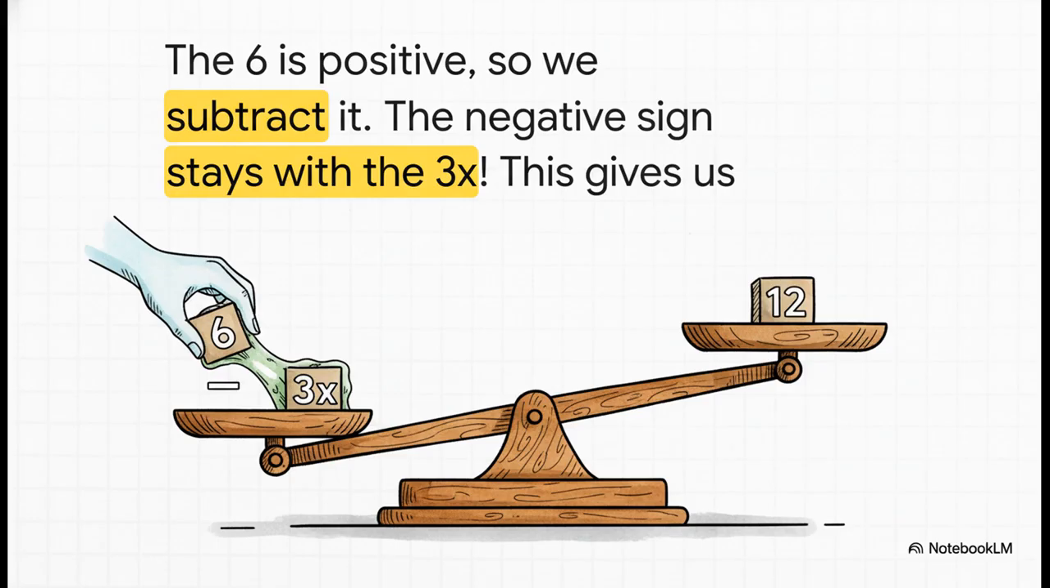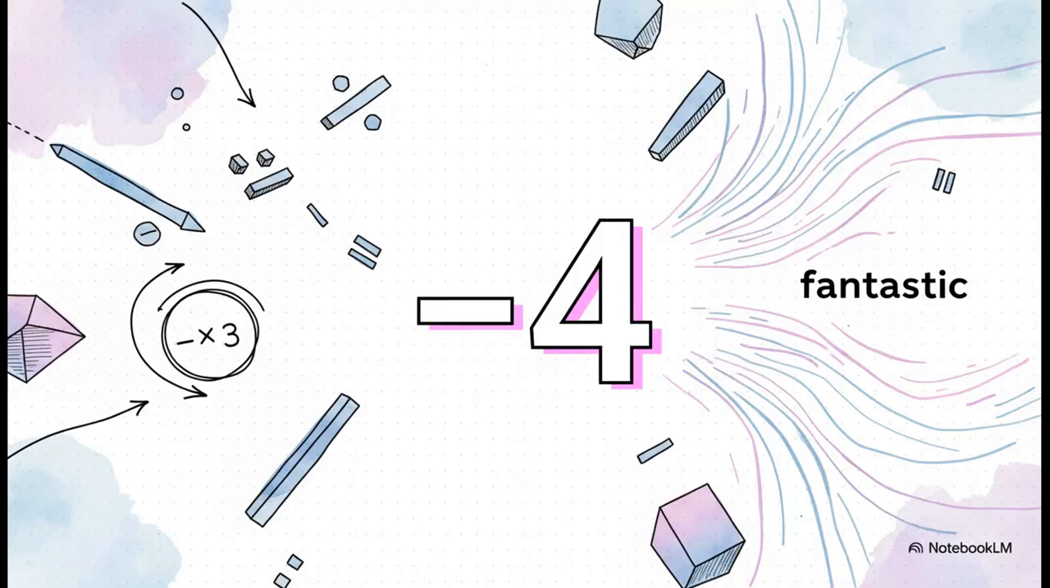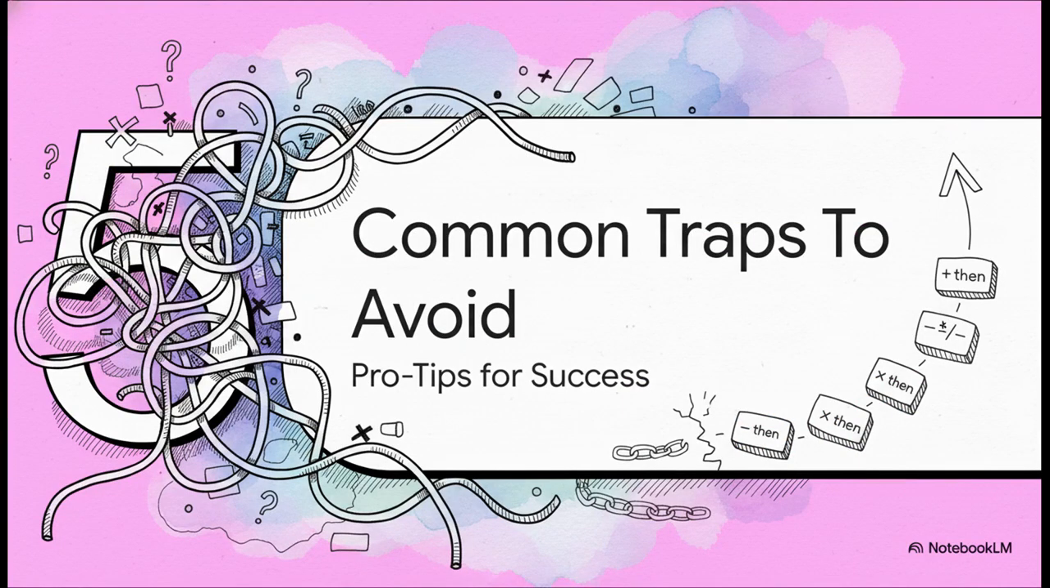But, and this is the part where everyone messes up, that minus sign in the middle, it doesn't just disappear. It belongs to the 3x. It's glued to it. So when we're done, we have negative 3x equals 12. From here, it's easy. We just divide both sides by negative 3. And that gives us our answer. X equals negative 4. Boom! Nailed it!